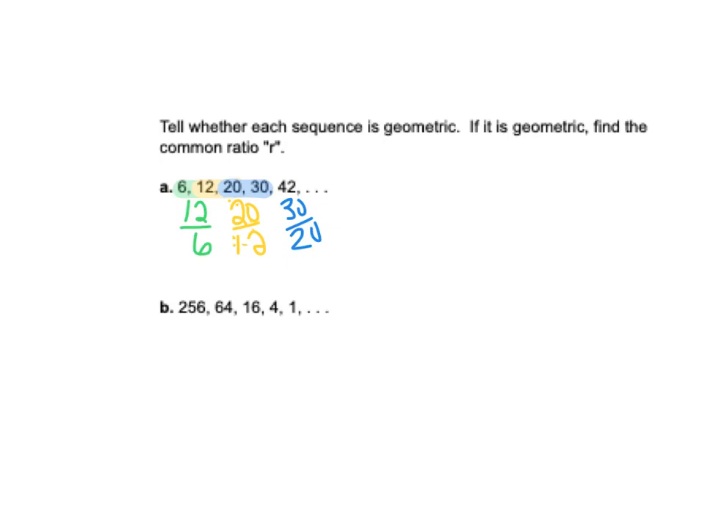As you can see, 12 divided by 6 is 2, 20 divided by 12 is not 2, and 30 divided by 20 is not 2. So this one is not geometric.